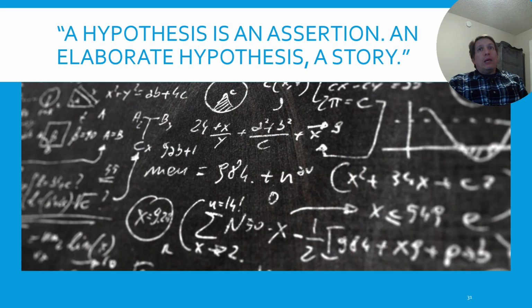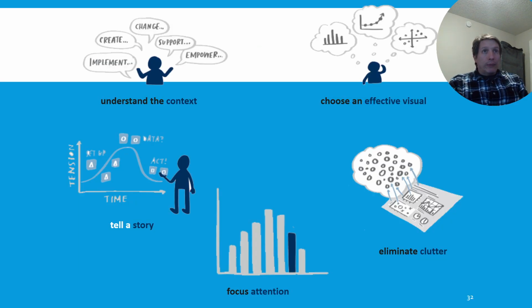Then there is a quote there that a hypothesis is an assertion, and an elaborated hypothesis becomes a story. And that's basically something that we can use when we're writing research proposals, thinking about that. If we elaborate on the hypothesis and we incorporate the who, when, what, why, how, that's going to be a better way of approaching that.